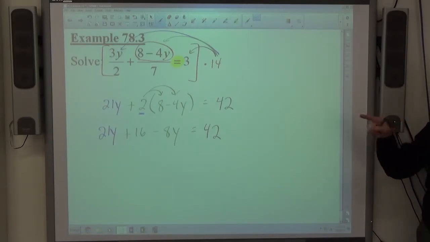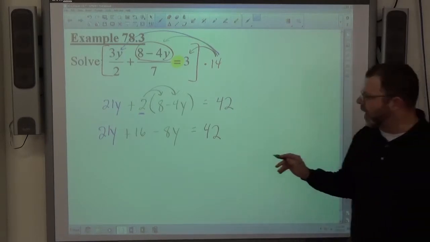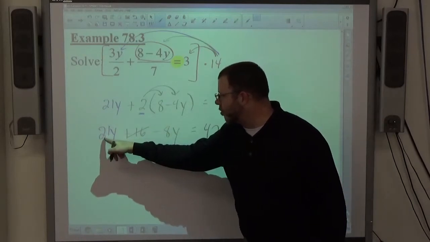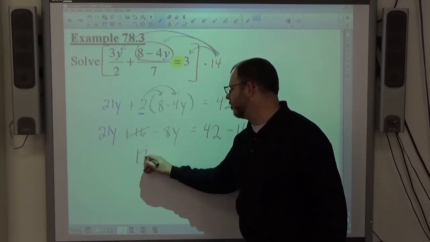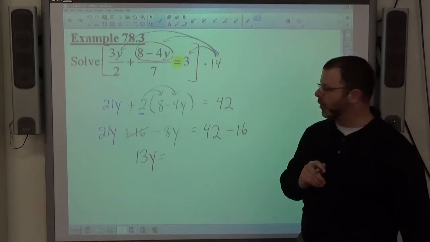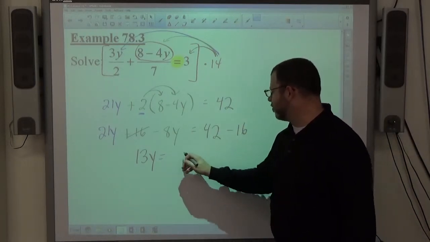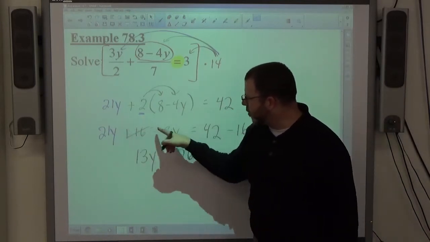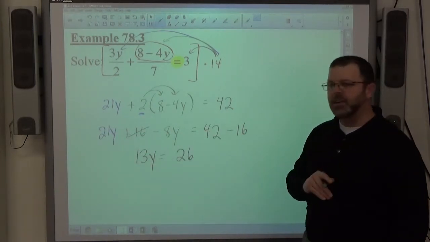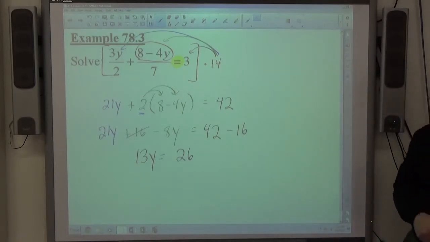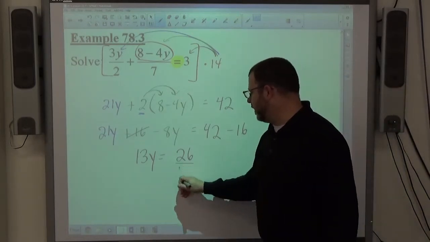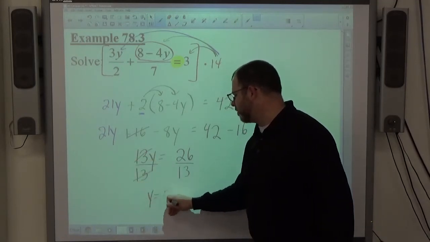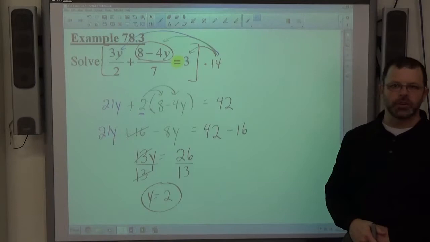I've got y's on the left, so I want numbers on the right. So what I would do is move the 16 over here. Combine like terms: 21 minus 8, because I'm going to subtract, to get 13y. Positive because 21 is bigger. 42 minus 16, subtract to get 26, and it's positive because 42 is bigger. In each case, different signs create a subtraction, and the bigger number is positive, creating a positive solution. Divide both sides by 13. Always divide by whatever's in front of the letter. And reduce if possible. 26 over 13 equals 2.